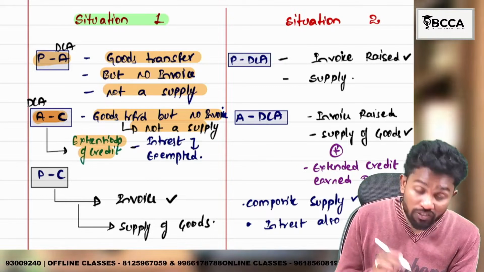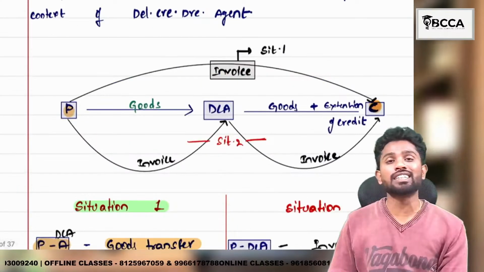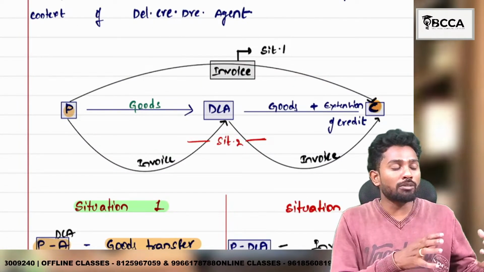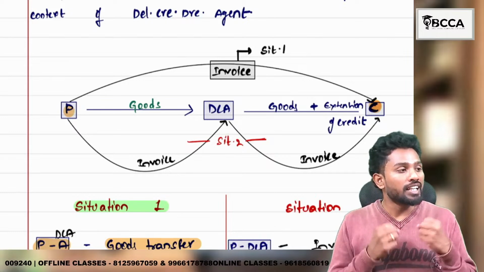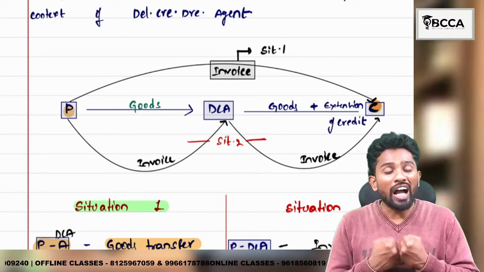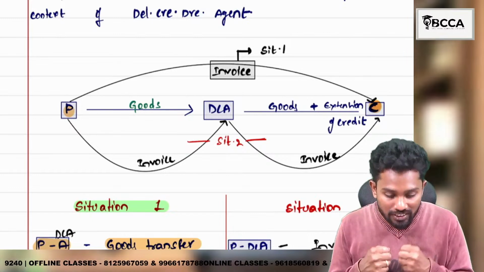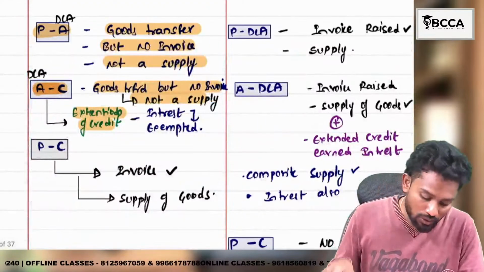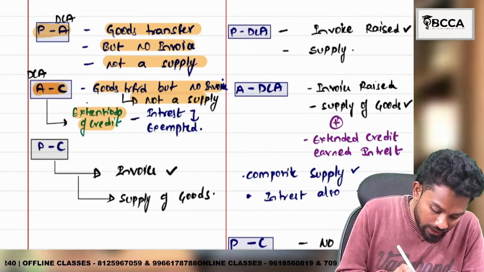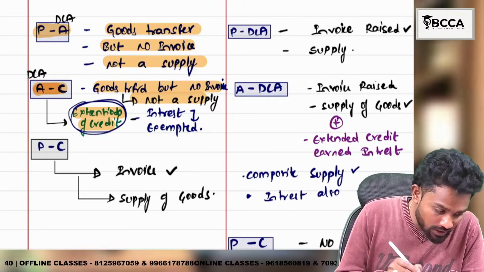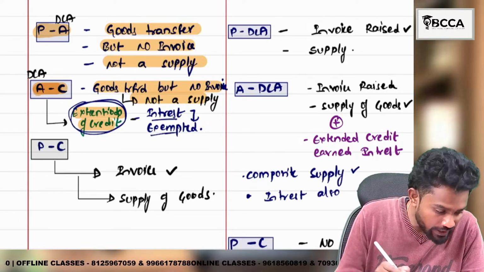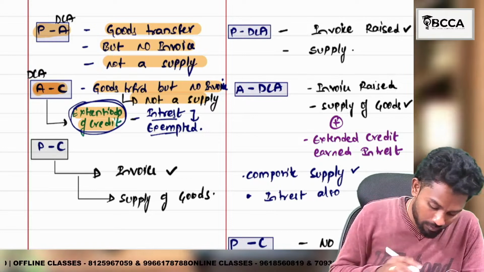Whereas extension of credit is also there, because the difference between a normal agent and a declaratory agent is that the declaratory agent is a person who accepts the credit risk. So the declaratory agent here offers the extension of credit. So here the interest will get exempted, right?